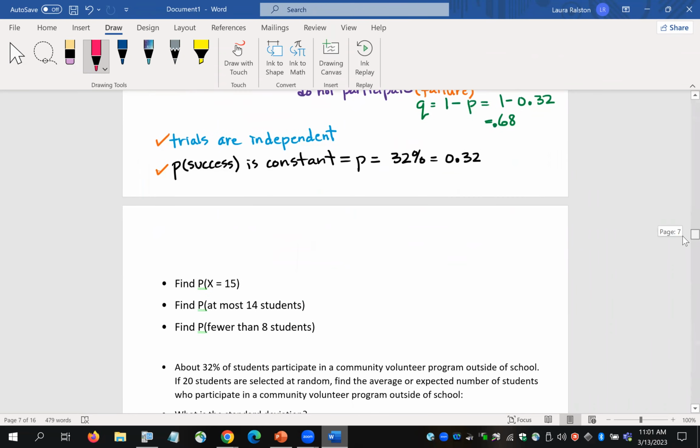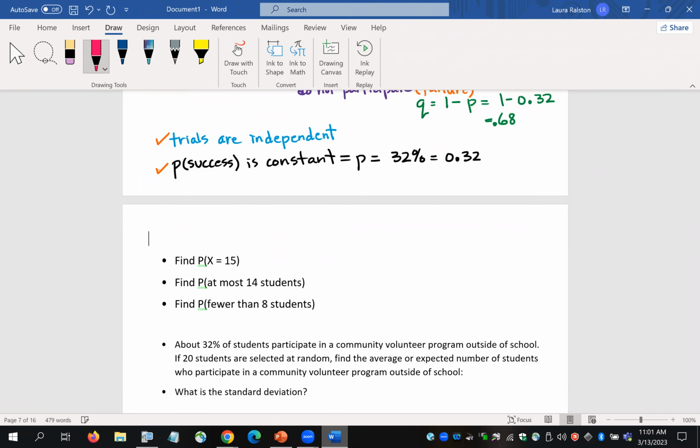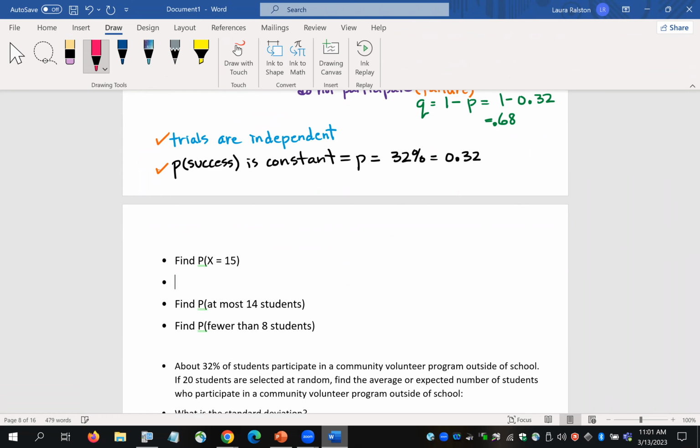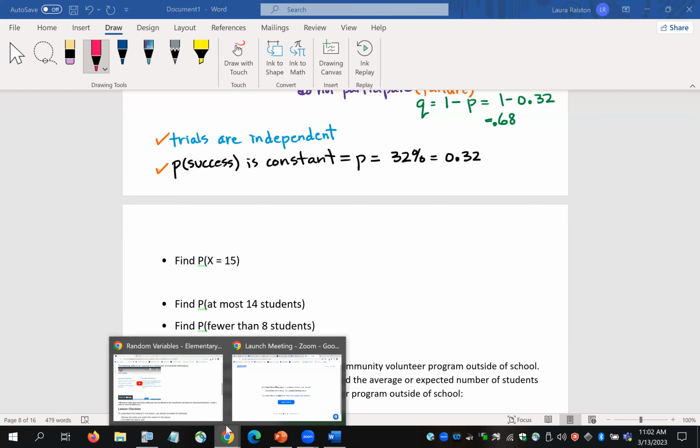Okay, so again, they're asking us to find some probabilities, but to find those probabilities, I'm going to need to go out to Minitab to do the calculations. I'm not going to use that crazy formula. The first question asks me to find the probability that X equals 15, or that exactly 15 students participate. But I have to create my distribution first. So I'm going out to Minitab.